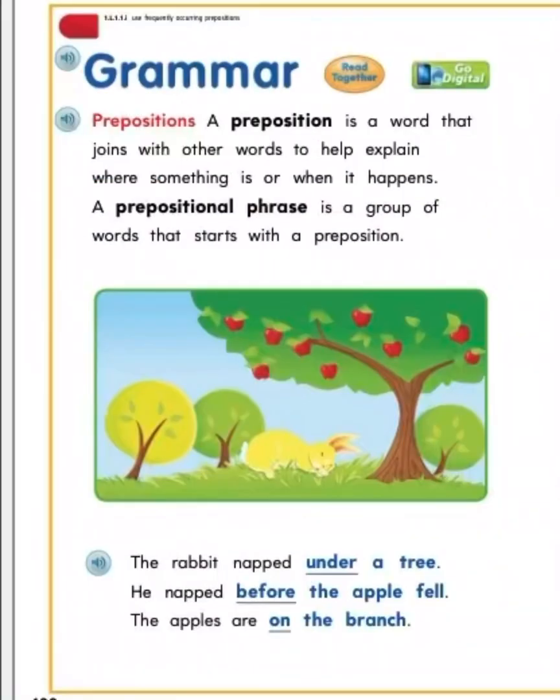Grammar. Prepositions. A preposition is a word that joins with other words to help explain where something is or when it happens. A prepositional phrase is a group of words that starts with a preposition. The rabbit napped under a tree. He napped before the apple fell. The apples are on the branch.